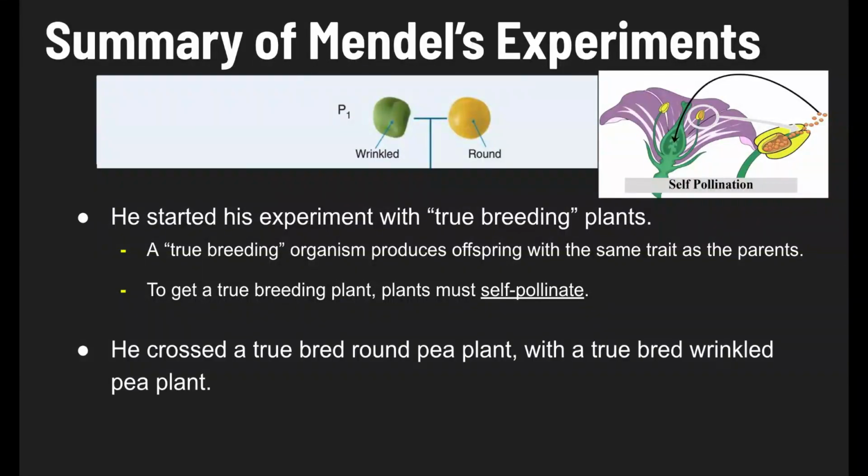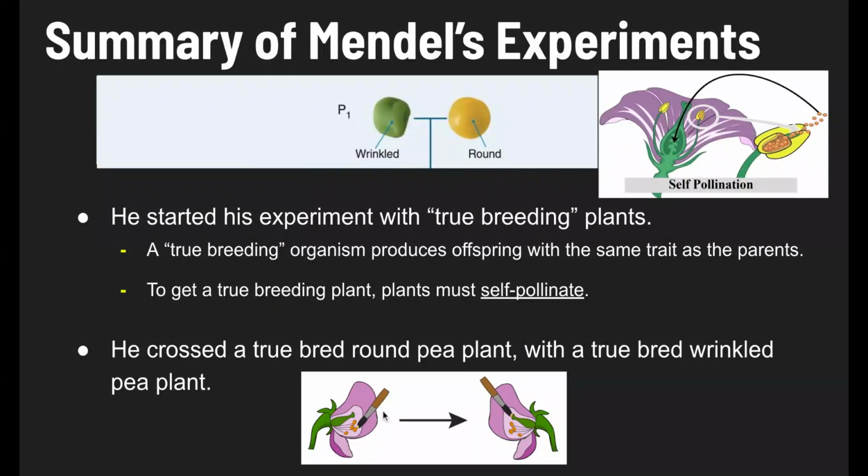Okay, once he had these true breeding plants, he crossed a true bred round pea plant with a true bred wrinkled pea plant. And the way that you do that, instead of letting the pollen from the plant fertilize itself, you just use a paintbrush and take some pollen from one plant and put it on the other plant. That's how you cross pollinate. So that's what he did here. He just crossed a true bred round pea plant with a true bred wrinkled pea plant.